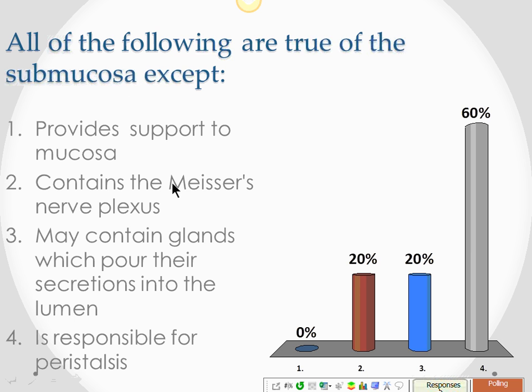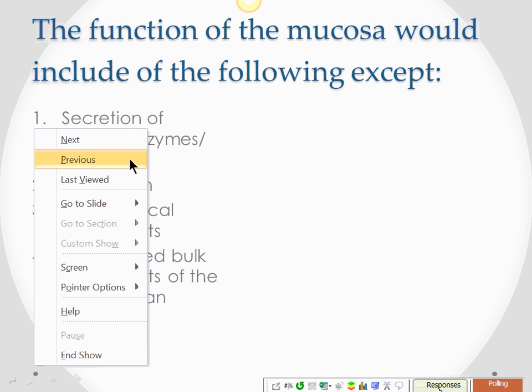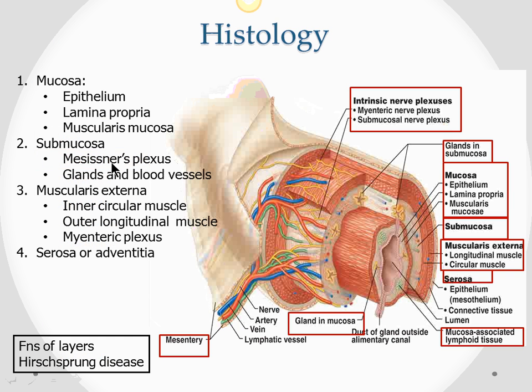Submucosa does contain the Meissner's nerve plexus. And again, look at this slide here. So you see this Meissner's nerve, the spelling is wrong here. Meissner's nerve plexus has glands and blood vessels, and you can see this duct going all the way into the lumen. So it has to pour its secretions into the lumen, otherwise where else would it go, okay?